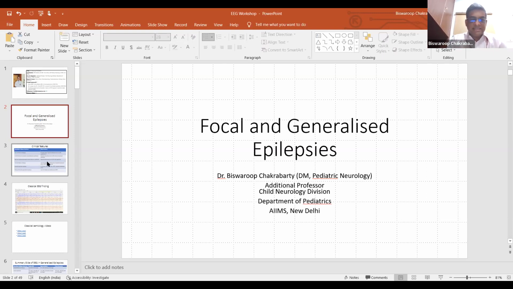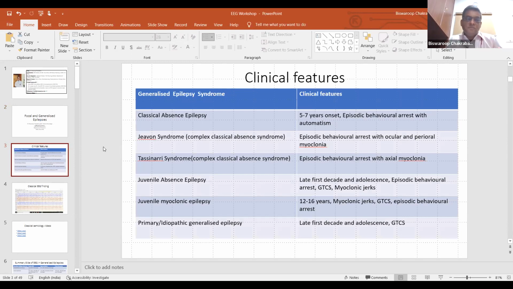Moving on to the next slide. These are the common generalized epilepsy syndromes that we encounter in the pediatric age group. This includes classical absence epilepsy, which has salient clinical features of onset at 5 to 7 years and episodic behavioral arrest with automatisms. Then we have some forms of complex absence syndrome. One is the juvenile syndrome, in which there is again episodic behavioral arrest, so commonly seen with absence epilepsy, but they would also have ocular and perioral myoclonia.